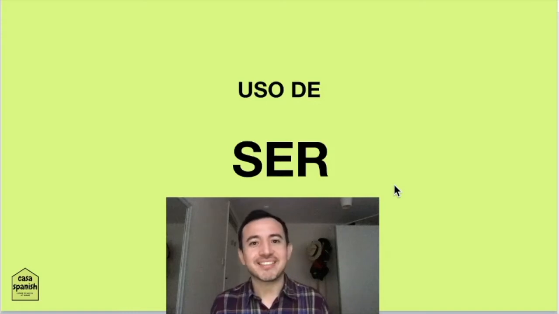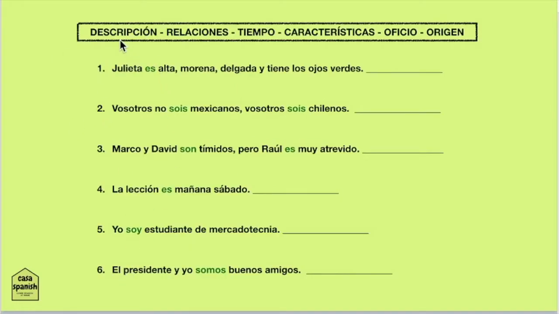Okay, well, let's practice. So here we have 6 sentences, and this is the category of words that we're going to use ser with. Remember, we're practicing ser. Julieta es alta, morena, delgada, y tiene los ojos verdes. Is it a descripción, relaciones, relationship, tiempo, time, características, characteristics, occupation, or origen, origin? Good. In this case, we're talking about a description. We are describing Julieta. Julieta is tall, she has dark hair, thin, and she has green eyes.